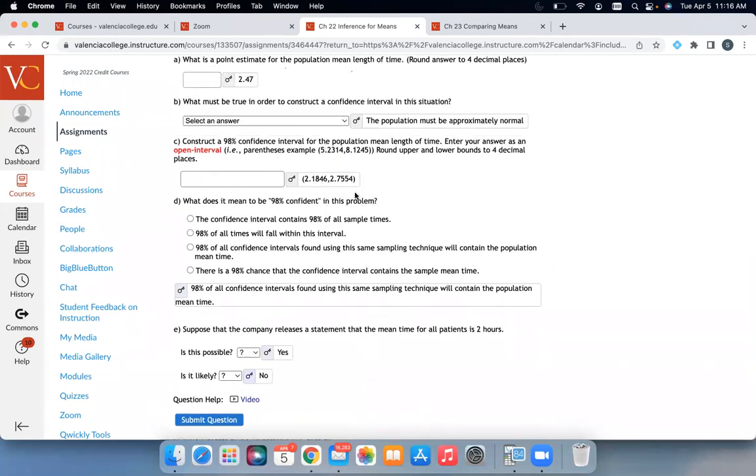Okay, so now you've got this interval. You're 98% sure that the real answer is someplace in here. Then this question says, well, is it possible that the real population average is 2? That's not inside my interval. It's possible, but we're 98% sure it's not. We're more than 98% sure that the answer is not 2, because we're 98% sure the answer is between these two numbers.